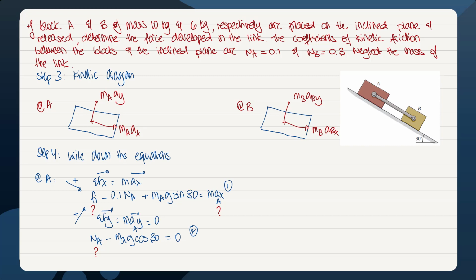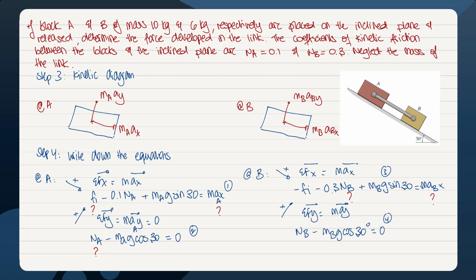Now writing the kinetic equations again for B, sigma Fx is equal to m_B a_Bx, which is equal to minus Fi minus 0.3 N_B plus m_B g sine 30 equals m_B a_Bx. For the y component, we also know that a_By is equal to 0, and then summing up the different forces along the y direction, we end up with the following expression. So we now have 4 different equations.